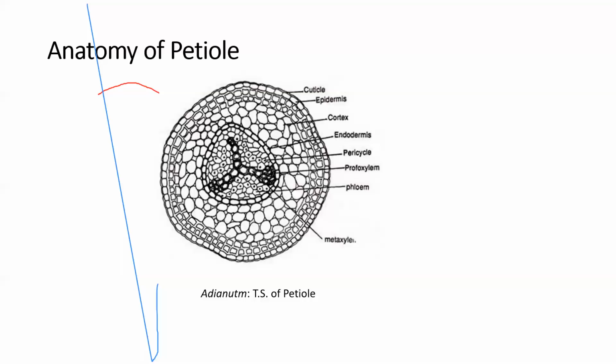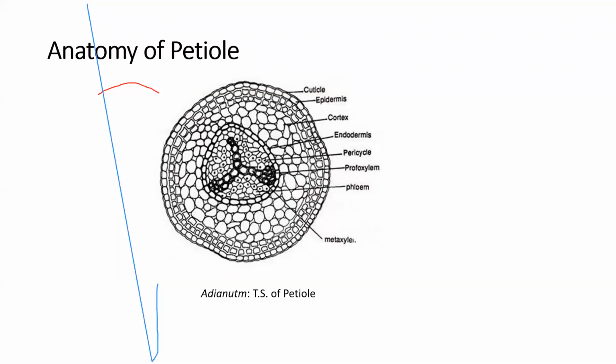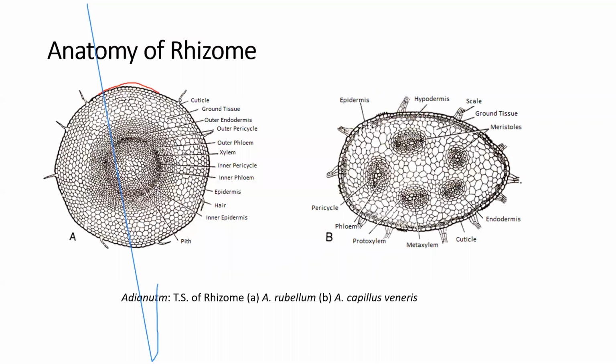So the xylem is divided into metaxylem and protoxylem. So this is all about the transverse section of the petiole. This is all for today. In the next class, we will discuss the anatomy of the root and the life cycle of Adiantum.